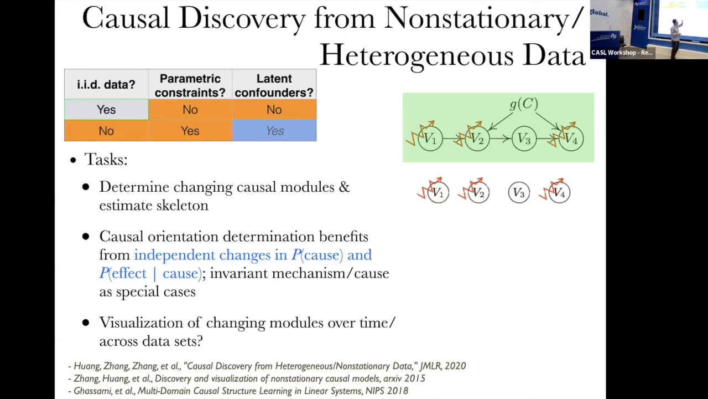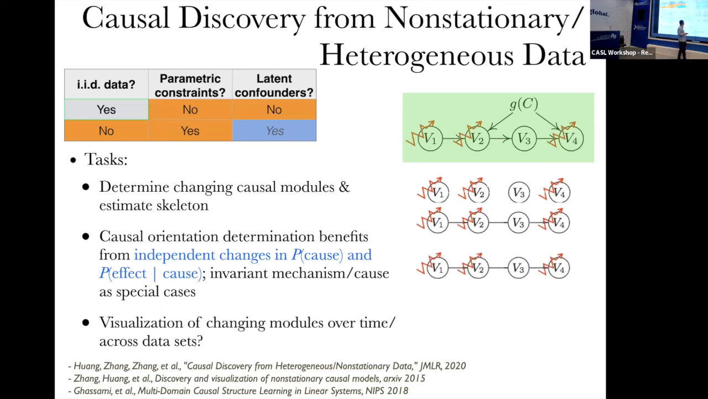First of all, from data, we can figure out for which variables the causal mechanisms change over time or across different domains. So you can say, for V1, the generating process changes. And the second, we can find the true causal skeleton. And then by making use of the independent change principle, we can find the directions of causal influences. And lastly, we can also find a low-dimensional representation of the change in the causal mechanism.